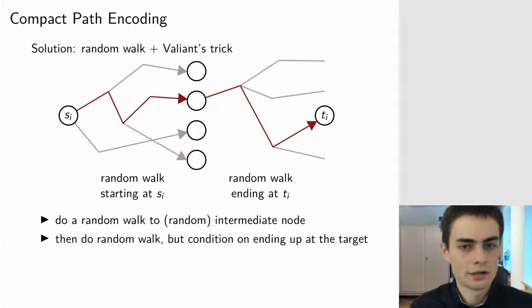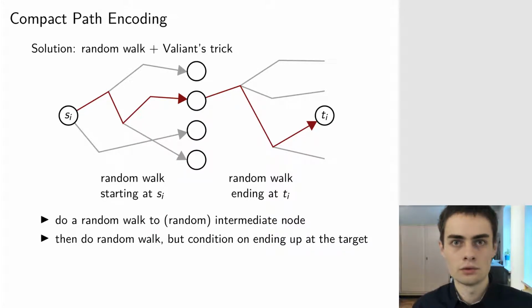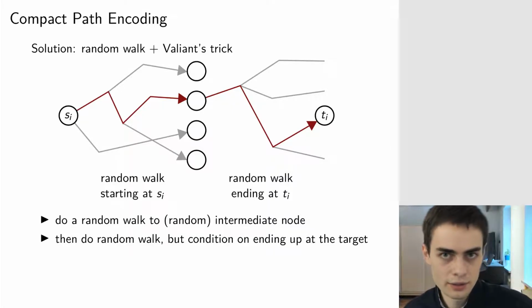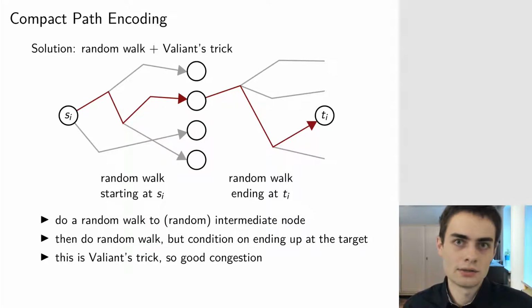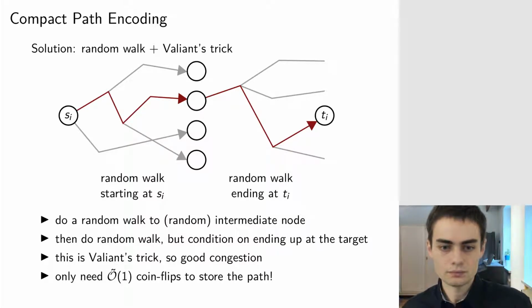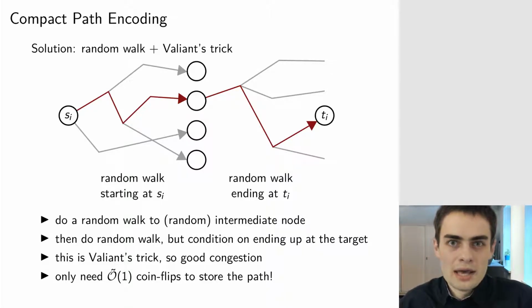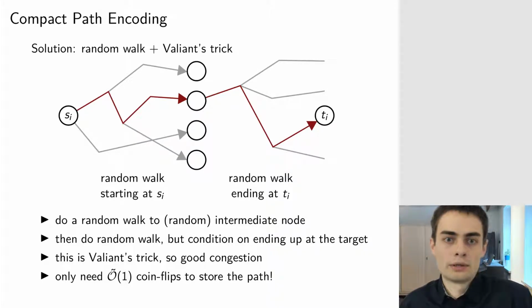So we have picked a random intermediate node, we have a random walk going from the source to the intermediate node, we have one going from the intermediate node to the target. This is just Valiant's trick, and the standard analysis of Valiant's trick guarantees us that the congestion increases only by a factor of 2. So we have a good congestion doing this. And importantly, both of these paths are generated by random walks, which means that we only have to store the coin flips, so the random decisions we made during the random walk.